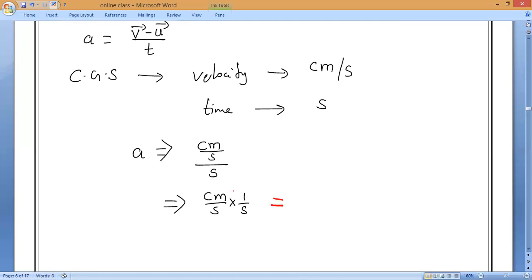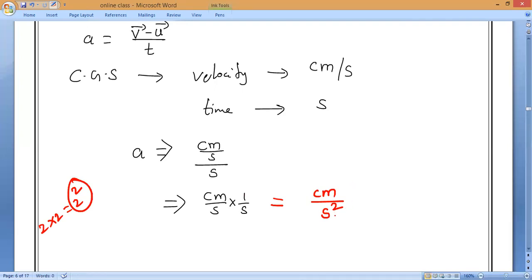So you can do this one. What will come? Centimeter into 1 centimeter. Second into second, what, guys? Second square. Yes or no? Like 2 into 2 is 2 square, how will you write? The same way. S into S, what can we write? Second into second.